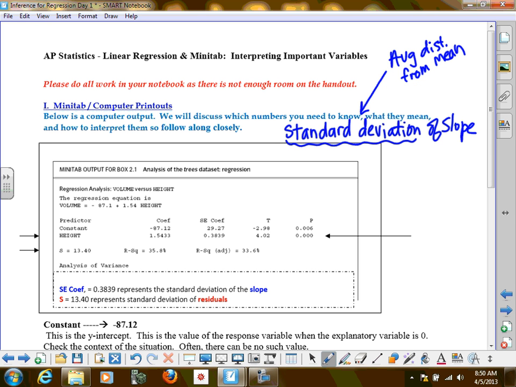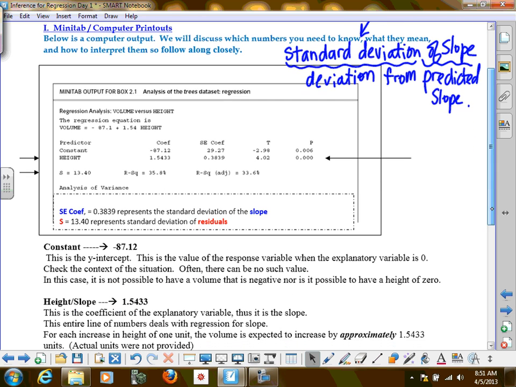So when we have standard deviation of the slope, that ends up being a type of deviation from the predicted slope. Okay, so that's where we're heading for that one. And let's actually talk about that here in terms of this printout. So this is a computer printout of analysis of trees.